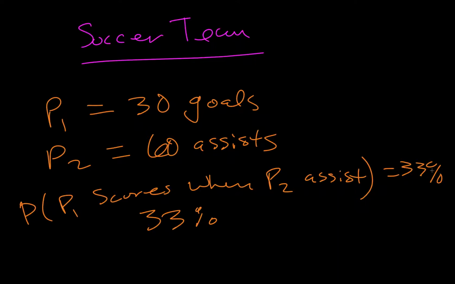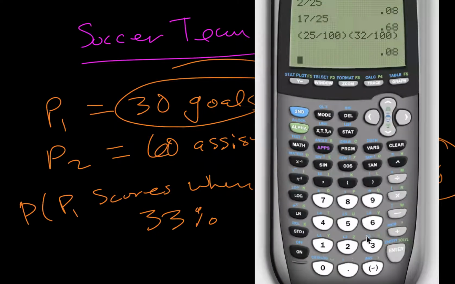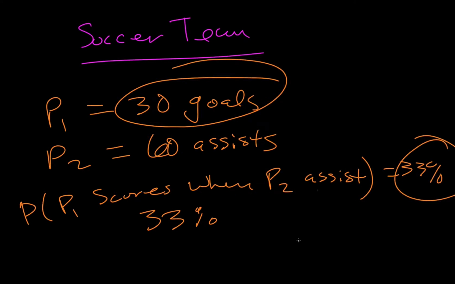Well, all we need to do is take this 33%, apply it to the goals, and so we do 33% times 30, which you might already know what that is. Which is 9.9 or 10 goals.